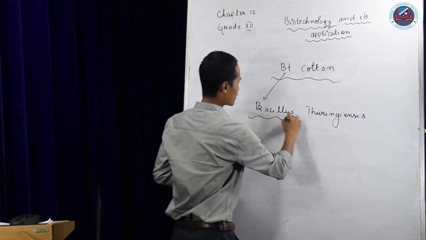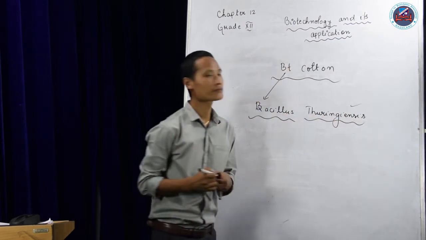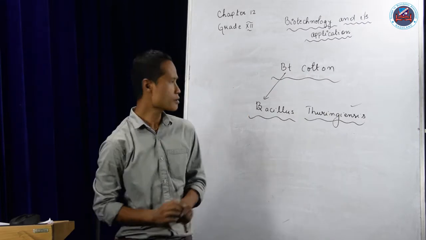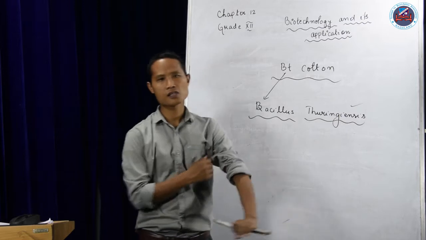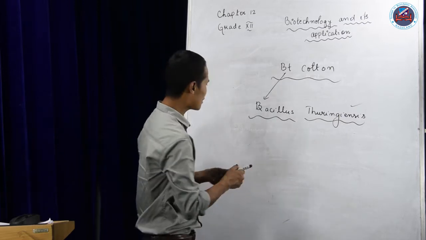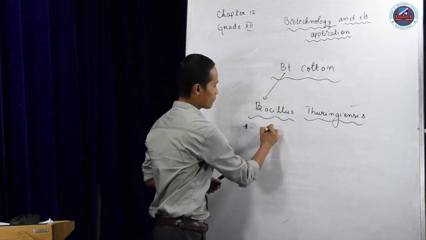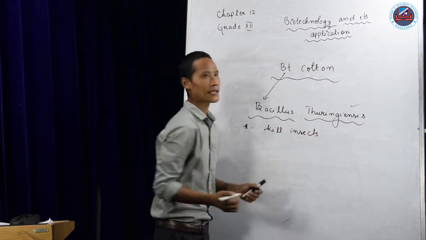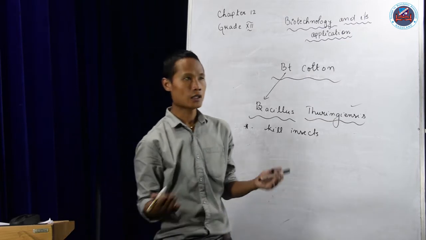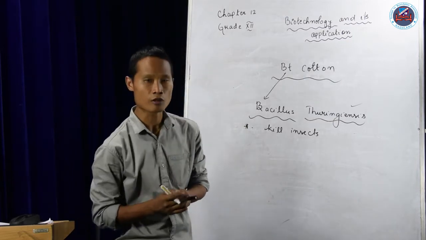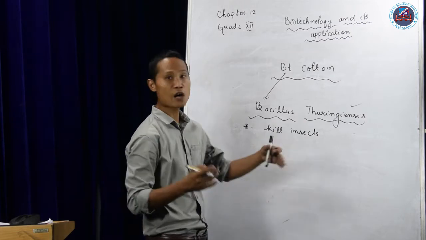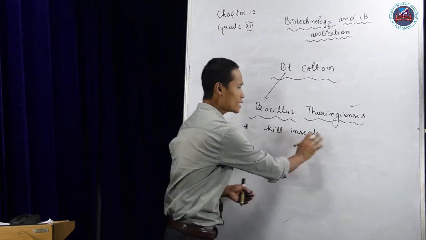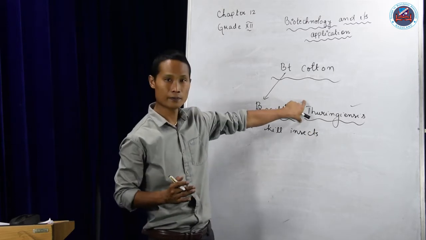This is a bacteria, right? Let's try to understand this Bacillus thuringiensis. Usually this microorganism, this bacteria, kills insects. They have the ability to kill insects, like dipterans, houseflies, mosquitoes or beetles, like armyworm, bollworm, cottonworm. These bacteria can kill those insects.